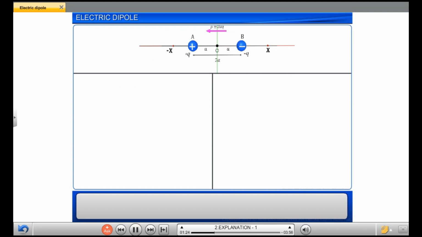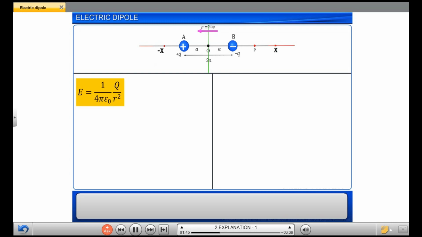Let us now obtain the electric field strength, E, at a point P on the axis of the electric dipole, which is at a distance x from the midpoint O of the dipole. The magnitude of electric field strength E due to a charge Q at a distance r from it is given by E is equal to 1 by 4 pi epsilon naught into Q by r square.